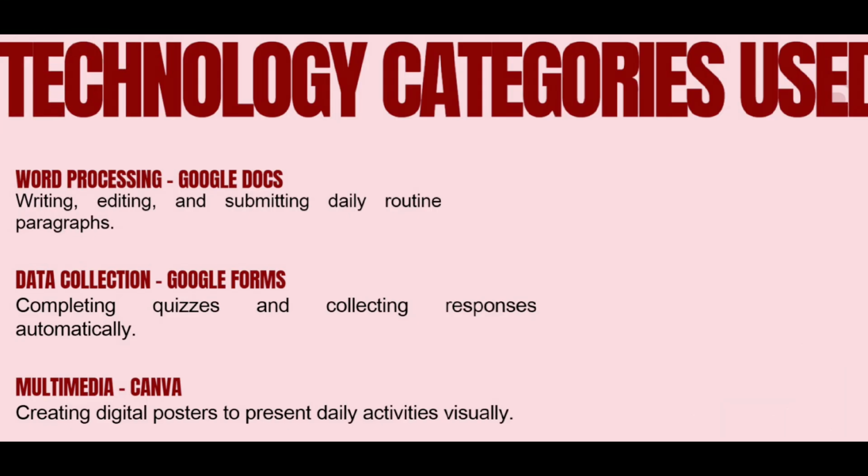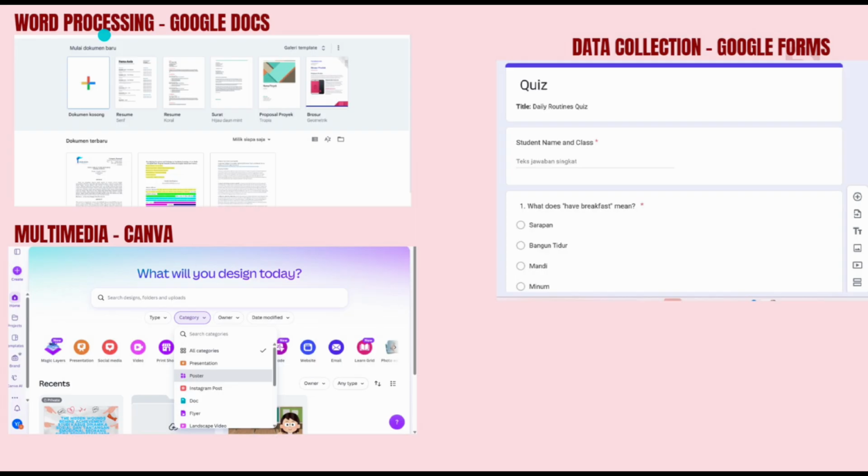The last material is the technology categories I use in my lesson plan. There are three categories of technology used in this lesson plan. The first one is word processing through Google Docs. Students use it to write, edit, and submit their paragraphs. The second one is data collection through Google Forms. Students complete quizzes and their responses are collected automatically. And the third is multimedia through Canva. Students create visually attractive posters that combine text and image. Each technology has a different function, but together they support the student learning experience and help achieve the lesson objective.